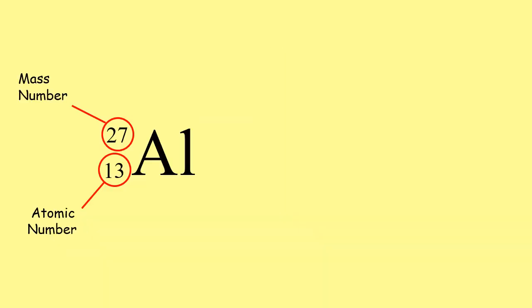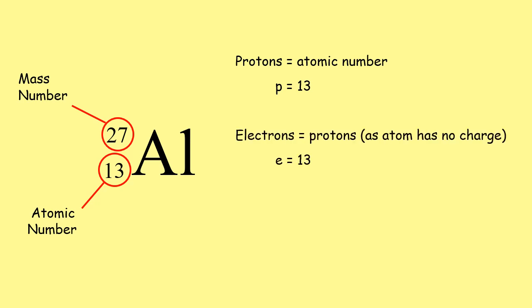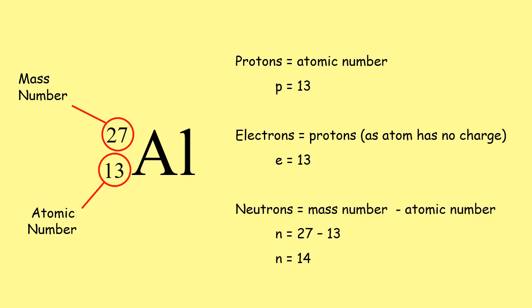An example here for aluminium. It has a mass number of 27, it has an atomic number of 13. Protons equals atomic number, so that's 13. Electrons are the same as protons because this atom has no charge, and so electrons are also 13. Our neutrons will be our mass number, our big number, minus our small number, which is 27 minus 13, which gives us 14 neutrons.